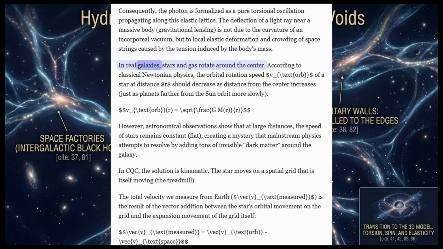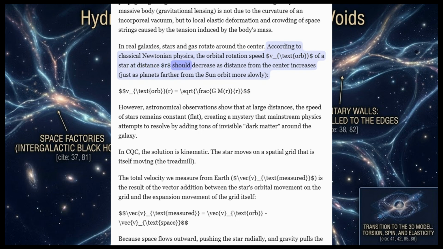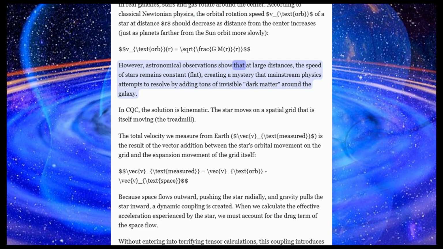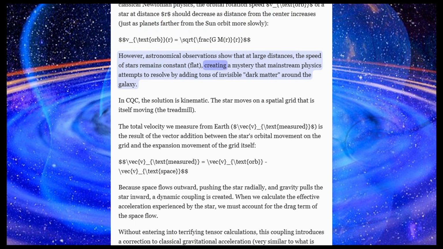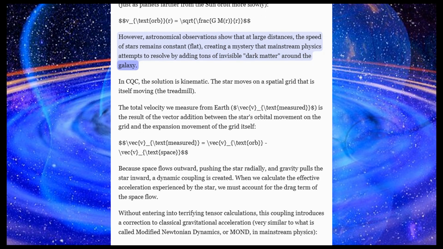In real galaxies, stars and gas rotate around the center. According to classical Newtonian physics, the orbital rotation speed v of a star at distance r should decrease as distance from the center increases. However, astronomical observations show that at large distances, the speed of stars remains constant, creating a mystery that mainstream physics attempts to resolve by adding tons of invisible dark matter around the galaxy.